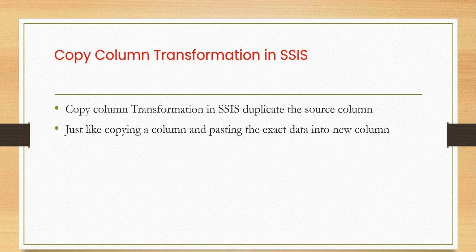So what is copy column transformation in SSIS? It's basically used to duplicate the source column. Just like copying a column and pasting the exact data into a new column. So we usually know, right? Even if you're opening an Excel file and you want to make a copy of data, you simply copy the respective column and paste that into a different cell in the Excel, correct? The same approach only.